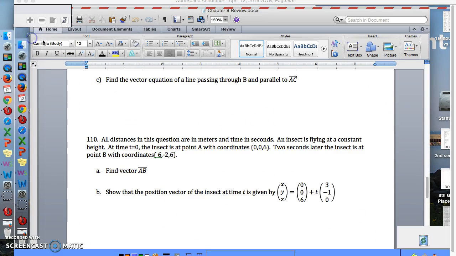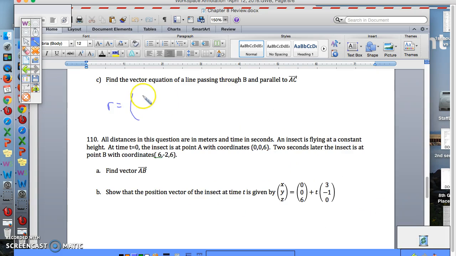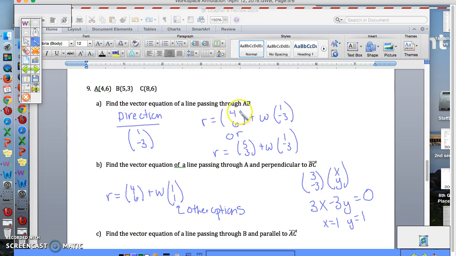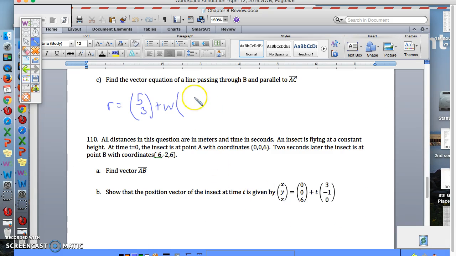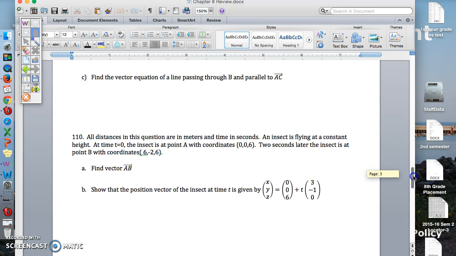So find a vector equation passing through B and parallel to AC. So passing through B, that means it has to be 5, 3 plus W, and it's parallel to AC. So AC is 1 and negative 3. Oh, sorry, AC. A to C is 4 and 0. So this would be 4 and 0.